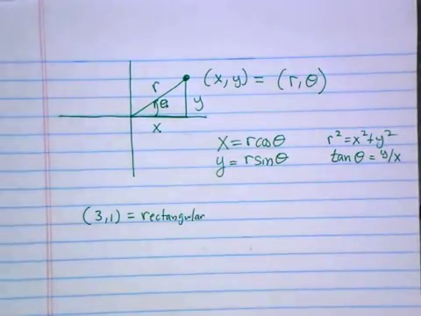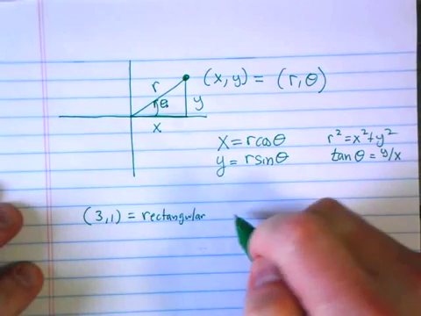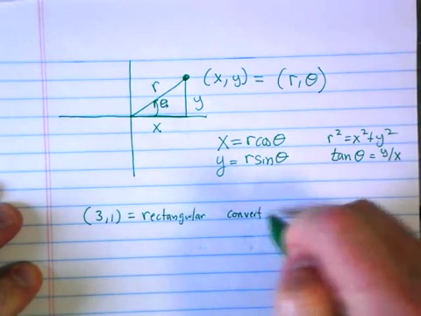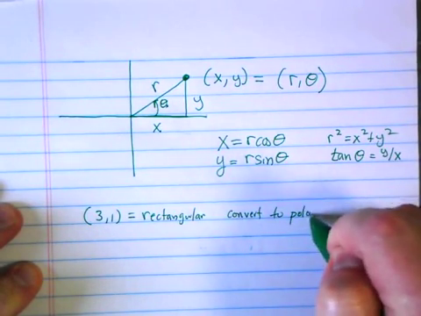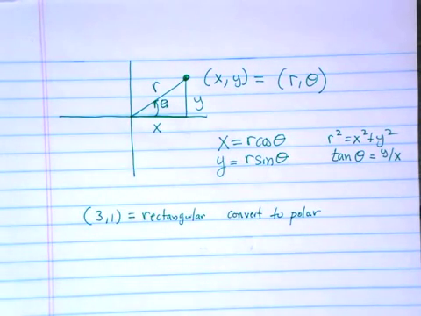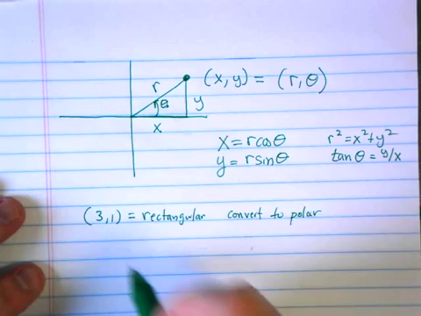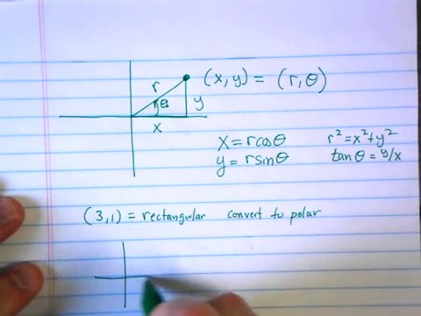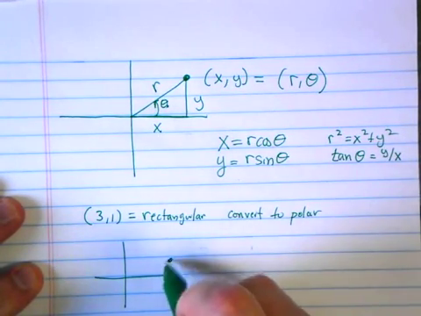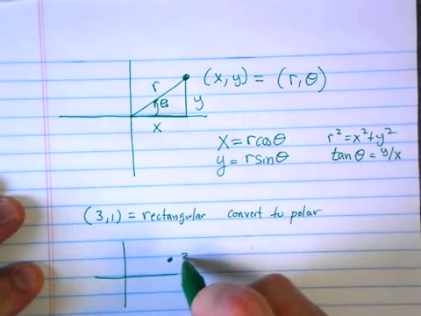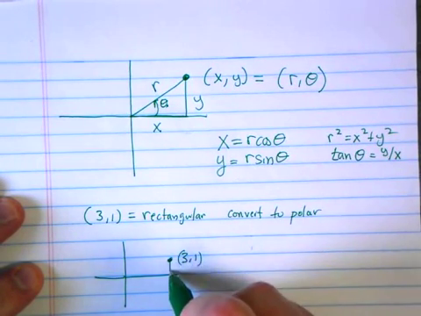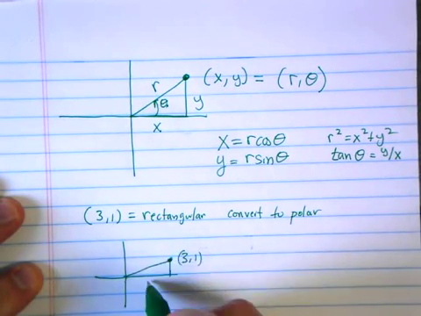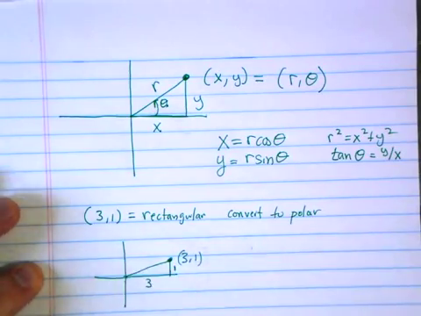All right. So let's say I gave you the point 3, 1, and this is rectangular, and I asked you to convert this to polar. What would you do? You could draw a triangle, okay? So 3, 1 is right here. This distance is 3, that distance is 1.